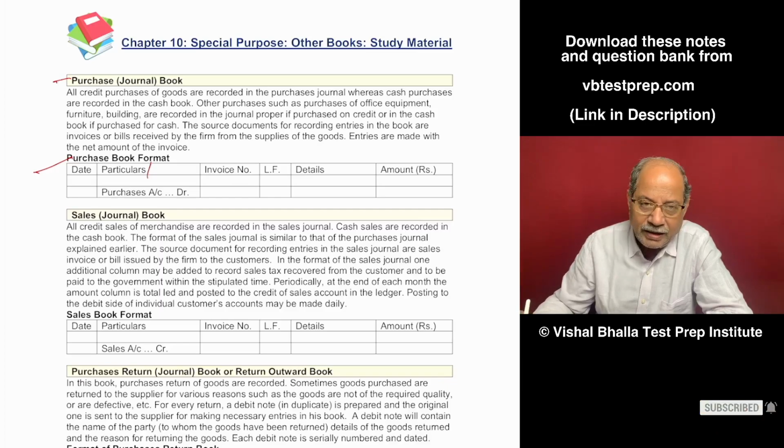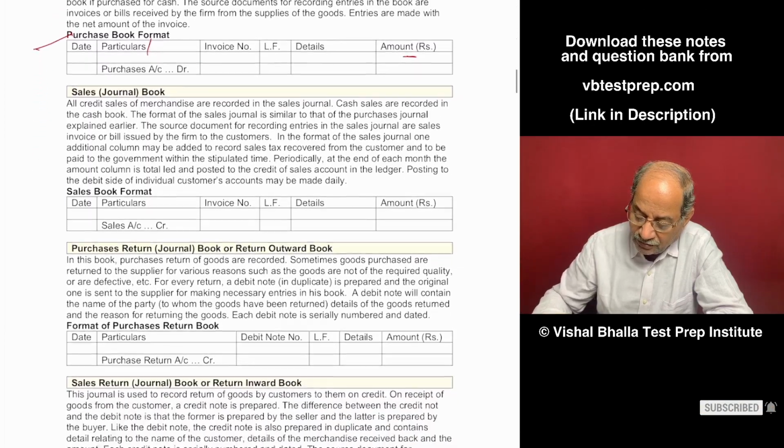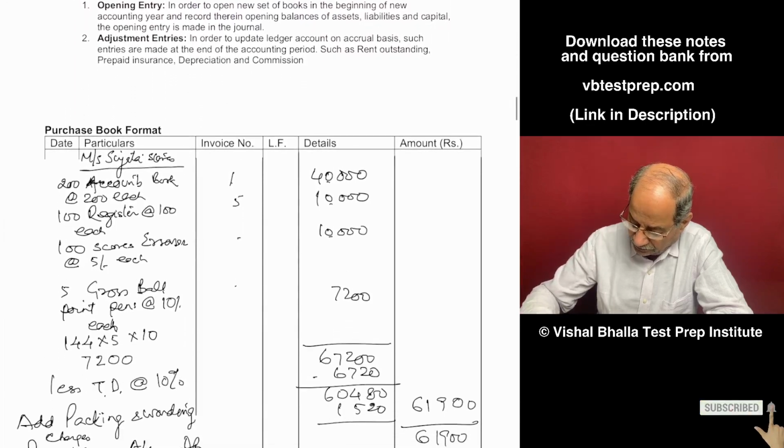In detail, we will write what all items have been purchased, what is the detail of their cost, and the sum total of this detail together with certain other adjustments of trade discount, and then packaging and forwarding charges. We write the complete amount in the final column. And then after all this, we take the total, and the total will be shown as purchases account debit. For your simplification, I have given this example of the format.